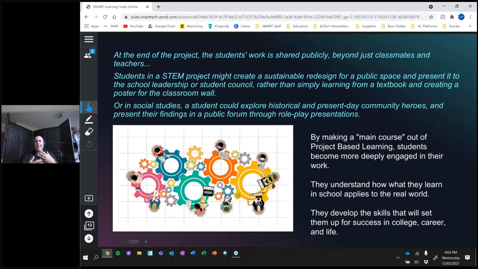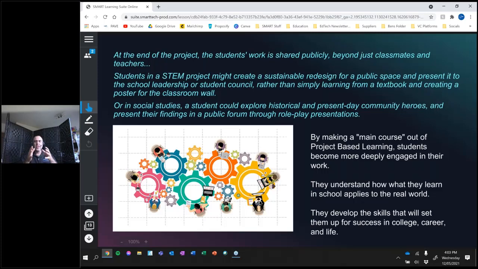So when I'm talking about the end of a set period of time, it is really a fluid concept driven by you as the expert teacher. But at the end of the project, students' work is shared publicly, so it's beyond just their classmates and teachers. For example, I've got a sample there. Students in a STEM project might create a sustainable redesign for a public space and present it to the school leadership or school council, rather than just simply presenting it to the class, working from a textbook, or creating a poster for a classroom wall.